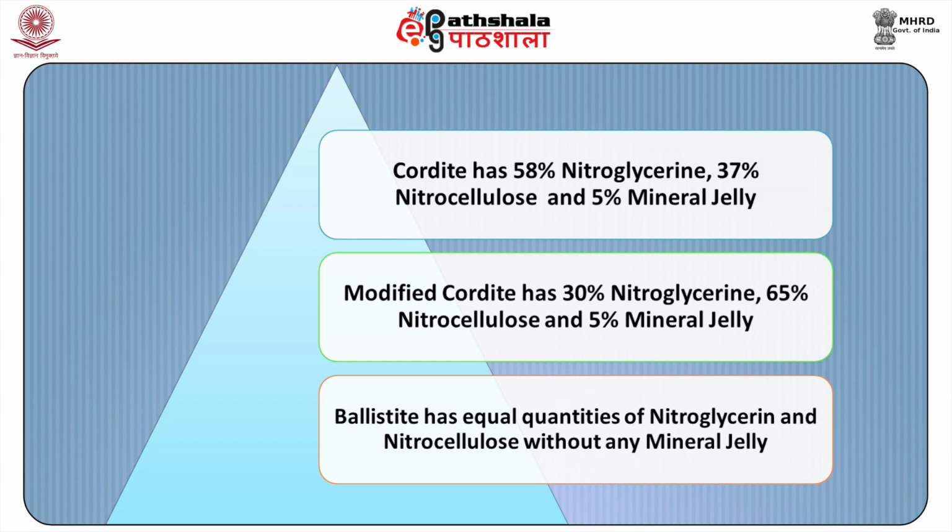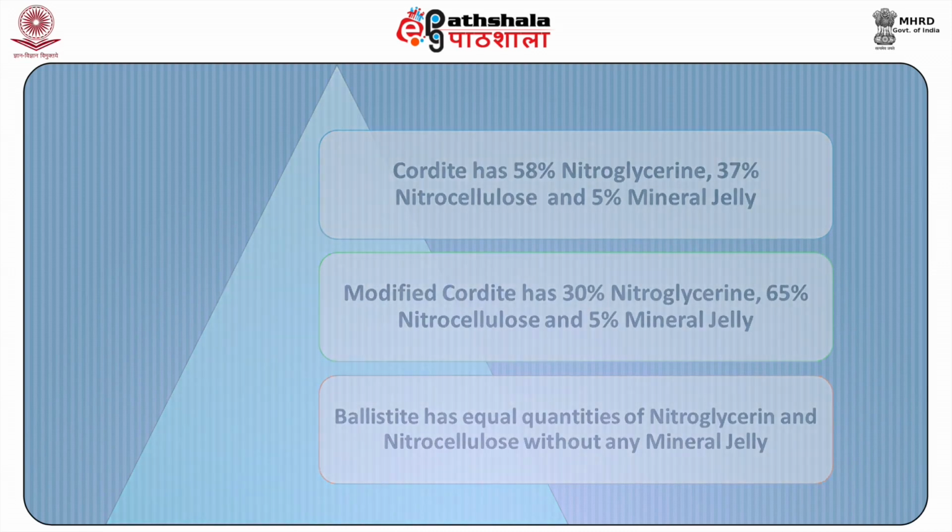The composition of common double-base powders is detailed. First one is cordite, which has 58% of nitroglycerine, 37% of nitrocellulose, and 5% of mineral jelly. Next is modified cordite, which contains 30% of nitroglycerine, 65% of nitrocellulose, and 5% of mineral jelly. Next one is ballistite, which has equal quantities of nitroglycerine and nitrocellulose without any mineral jelly.